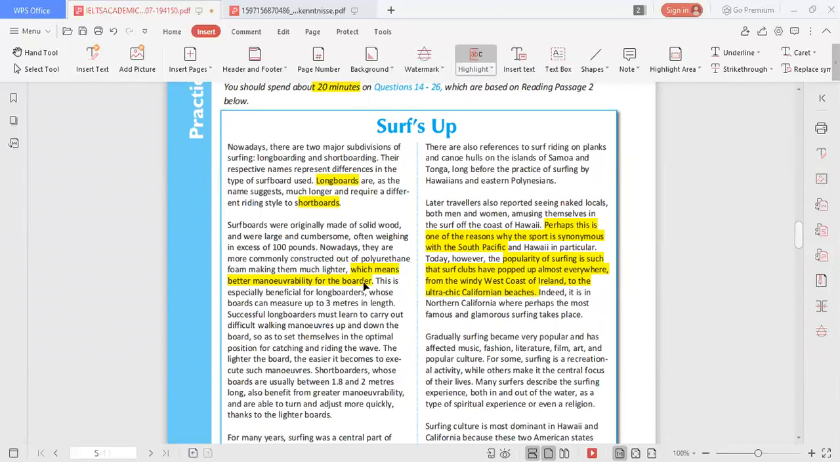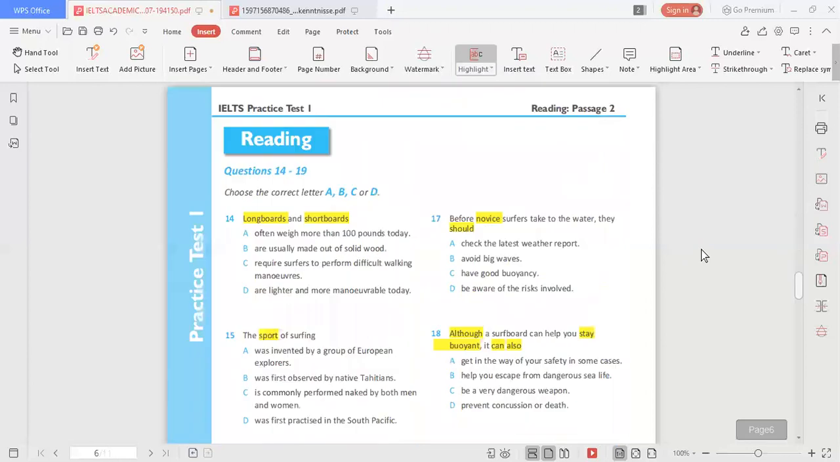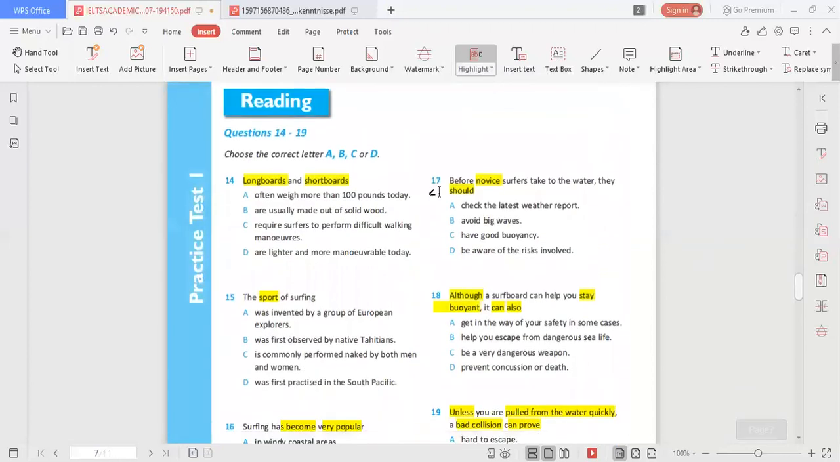sentences, and I read on, and I get here, and I figure out that, hey, longboards and shortboards, they've got better maneuverability for the boarder, okay? So the previous surfboards were made of solid wood. They weighed 100 pounds, but the new ones, the long and short ones, you can maneuver very well with them. So that makes letter D our answer. They're lighter and more maneuverable today.